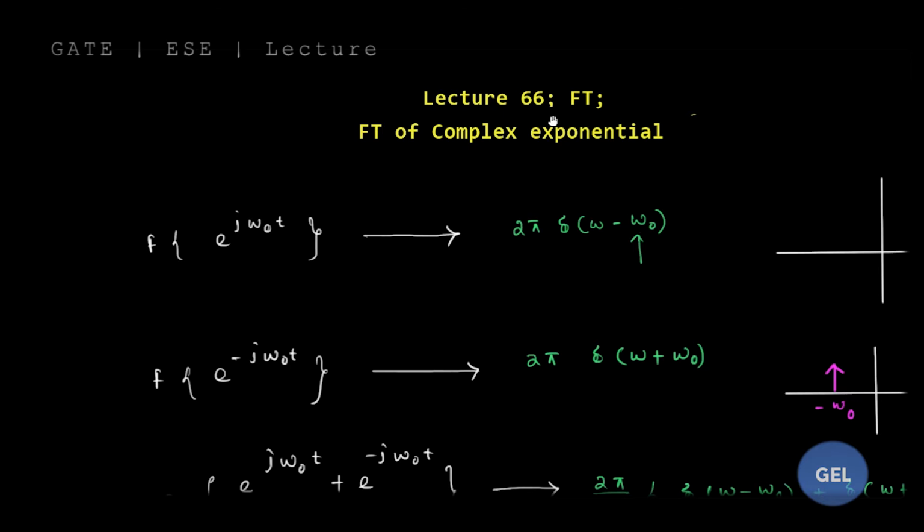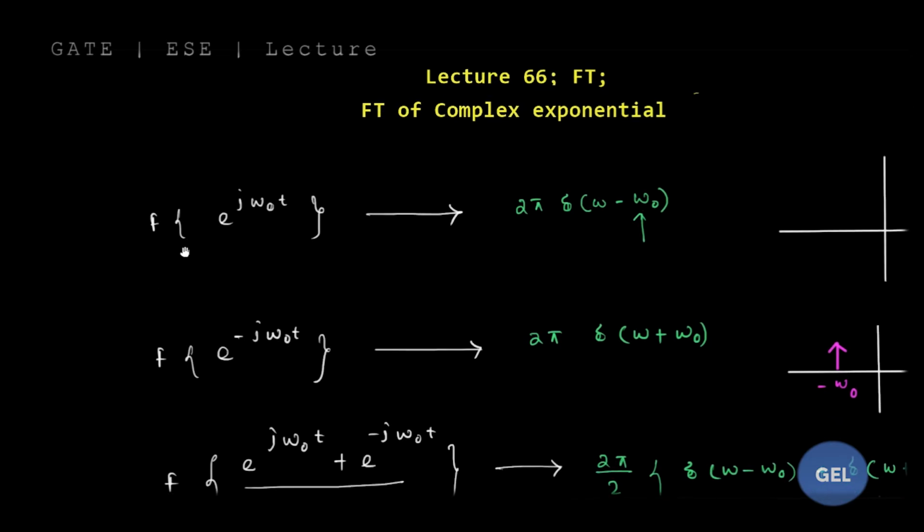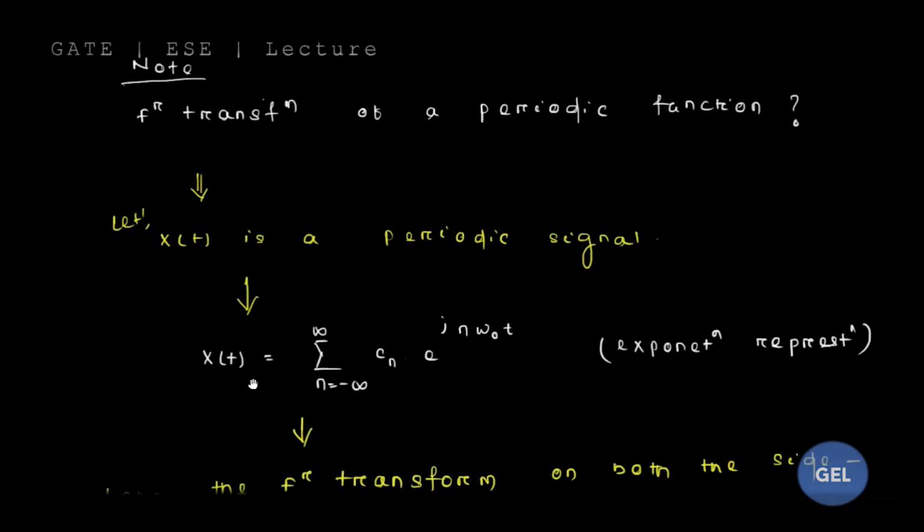Hi, welcome back. We are in lecture number 66 of Signals and Systems, and we are still in the module of Fourier transform. In this video lecture, we are going to discuss the Fourier transform of a complex exponential. There are various important properties and conceptual questions that we are going to discuss here in lecture number 66. For example, the Fourier transform of a complex exponential. Also, we're going to discuss the Fourier transform of periodic signals.